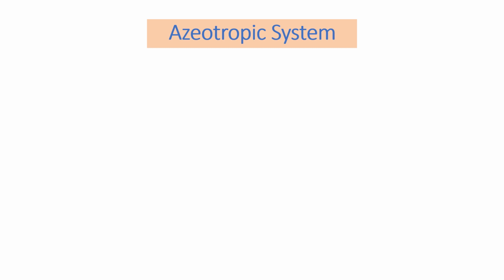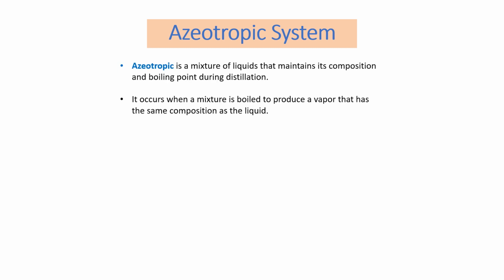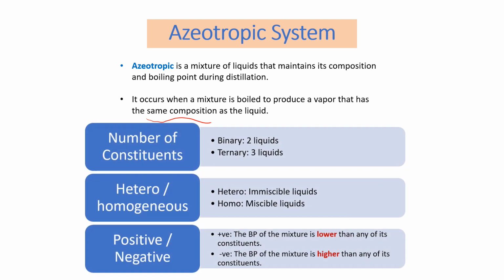What is an azeotropic system? Here we have a mixture of liquids that maintains its composition and boiling point during distillation. It occurs when a mixture is boiled to produce a vapor that has the same composition as the liquid. There are several types of azeotropic system. We have the number of constituents, where binary means 2 liquids and ternary consists of 3 liquids. For heterogeneous and homogeneous systems, heterogeneous means that the liquids are immiscible, and homogeneous means that the liquids are miscible.